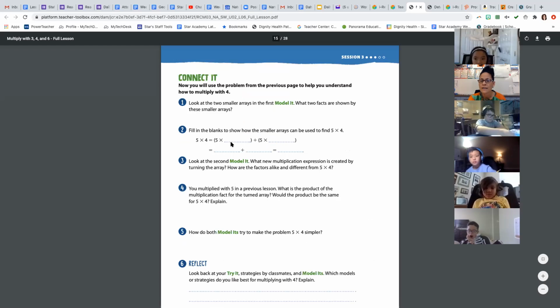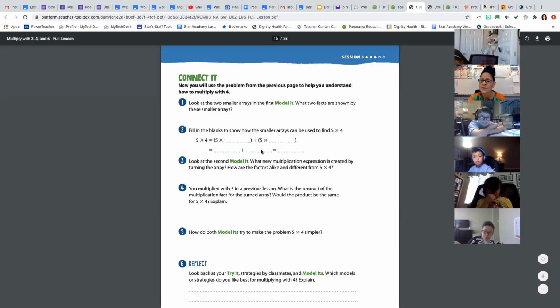The first product, 5 times 2, is 10. The second product, 5 times 2, is 10. Of course, that total is 20.